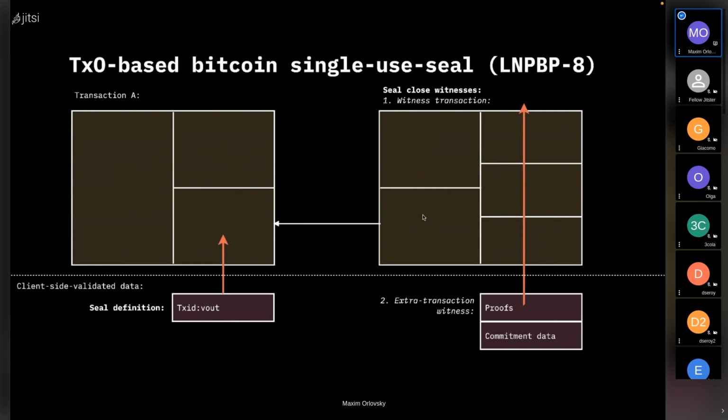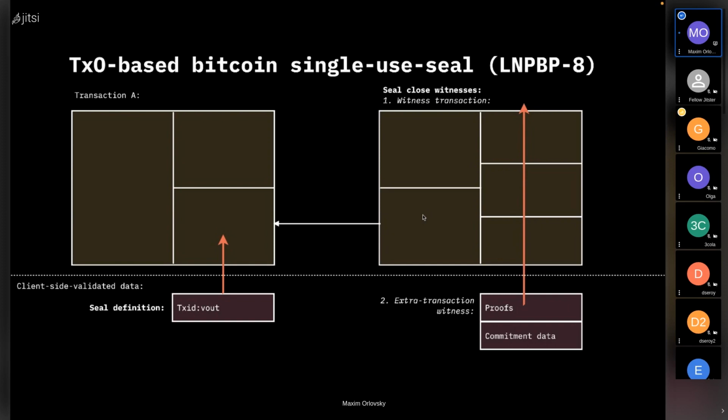It's a very simple procedure. We just say to a certain audience that this transaction ID plus output number is our single-use seal definition. And those who are interested in this promise of the future commitment should follow this transaction output, UTXO, and whenever it is spent, as shown on the right side of the slide, they will know that the seal was actually closed over a certain message. And again, the transaction that closes that seal is the transaction that spends that previously unspent output. We call this transaction a witness transaction.